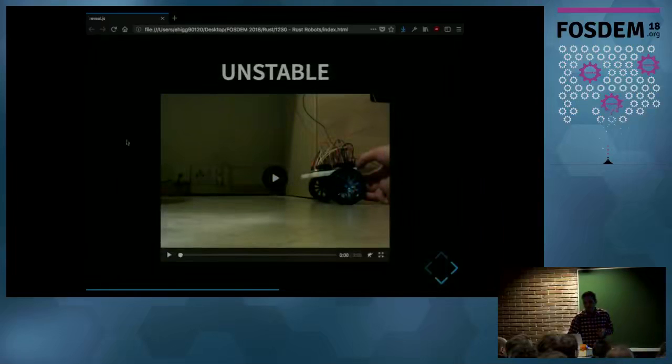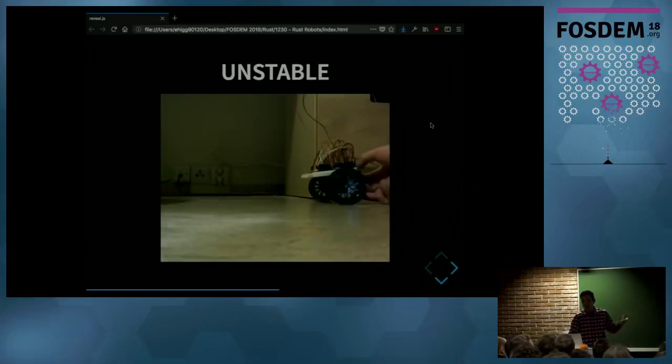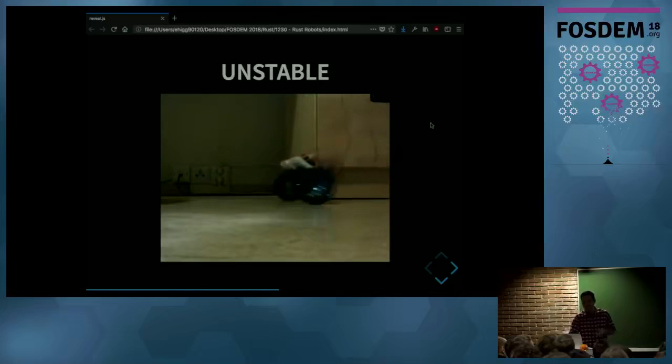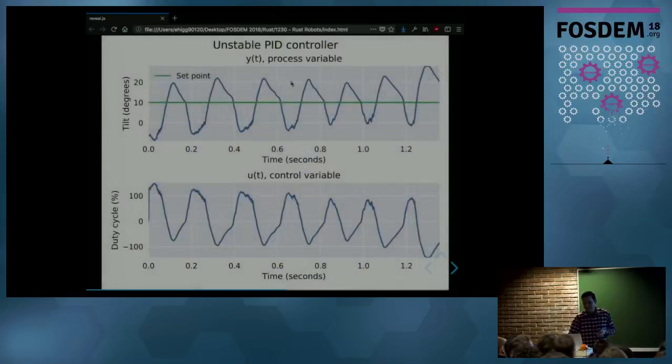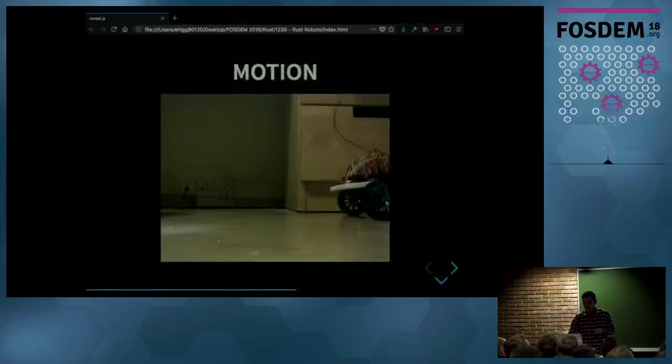But that's not the only possible outcome if you are trying to guess what the correct PID gains are. If you don't choose them correctly, you will get something like this, an unstable system. What you got there is oscillatory behavior. So instead of having the tilt angle converge to the set point, you get this oscillation around the set point. And well, that's something you don't want. So let's continue with the stable PID gains.